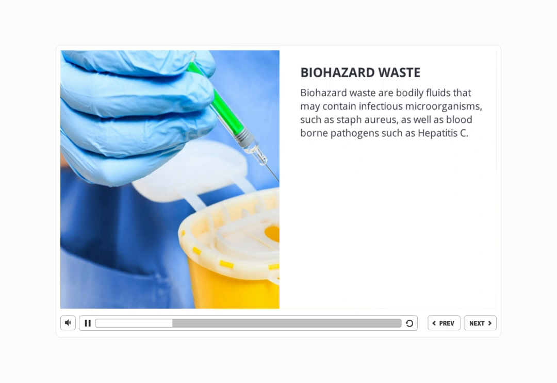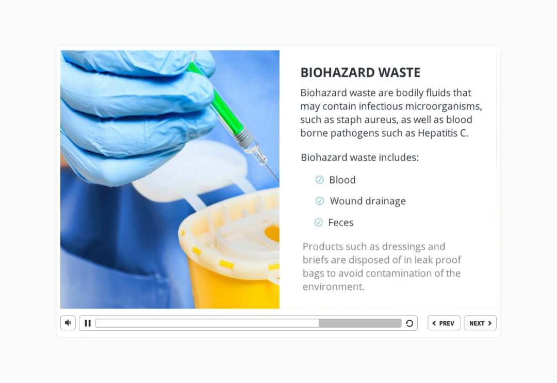Biohazard wastes are bodily fluids that may contain infectious microorganisms such as Staph aureus, as well as blood-borne pathogens such as hepatitis C. Biohazard waste includes blood, wound drainage, feces. Products such as dressings and briefs are disposed of in leak-proof bags to avoid contamination of the environment.